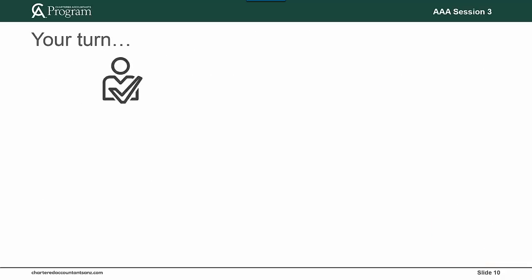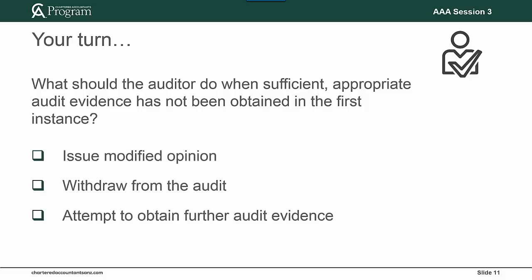Okay, so over to you here. What should the auditor do when sufficient appropriate audit evidence has not been obtained in the first instance? Do we immediately issue a modified opinion? Do we withdraw from the audit? Or should we initially attempt to obtain further audit evidence? Hit pause while you think about this, and then press play to continue when you have your answer.